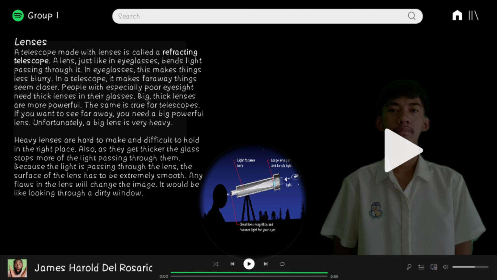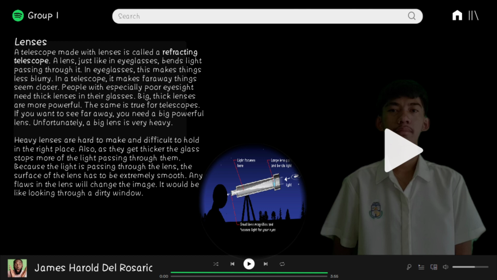A telescope made with lenses is called a refracting telescope. A lens, just like in eyeglasses, bends light passing through it. In eyeglasses, this makes things less blurry. In a telescope, it makes faraway things seem closer. People with especially poor eyesight need thicker lenses. They think stronger lenses are more powerful, and the same is true for telescopes. If you want to see far away, you need a big, powerful lens.